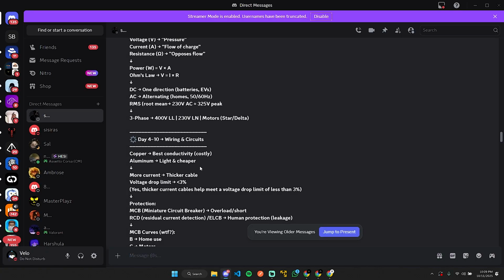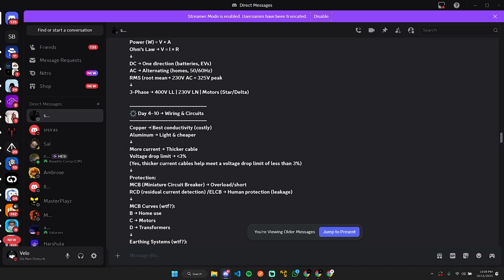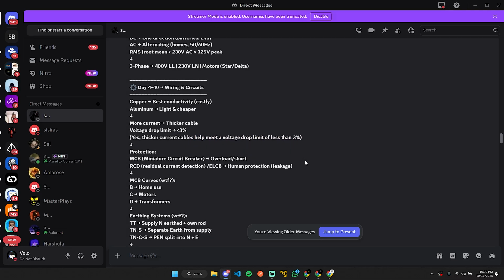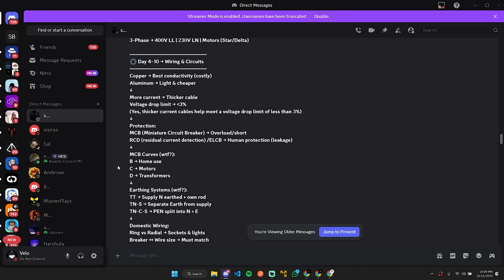Okay, so copper, you need copper for best conductivity, aluminium for lighter and cheaper. Yeah, so of course, to carry more current you need a bigger cable. Bigger cable helps keep the voltage drop limit less than 3%. You need a circuit breaker for overload and short circuit, right? So I have pictures of MCB as well, so it's pretty good. MCB curve. What are MCB curves?